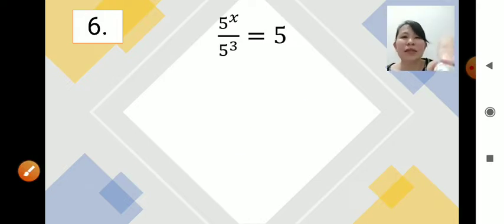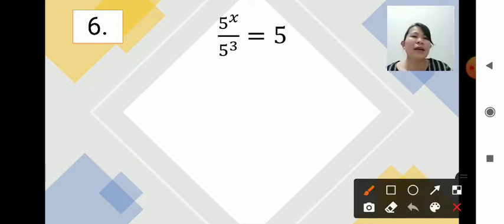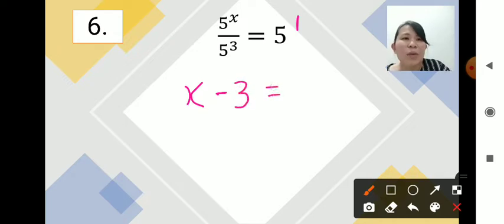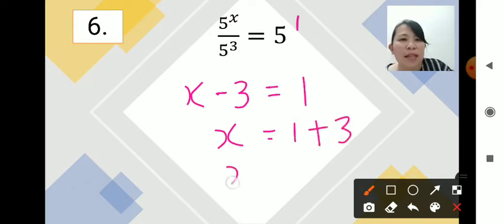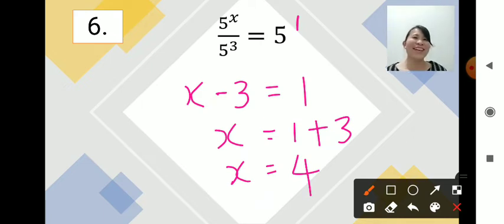And number 6. Okay, it is still the same. Power 1 here. So this is a division. So we can say x minus 3 is equal to 1. So x will be equal to 1 plus 3. So x is 4. Okay, so far so good. We continue. These are basic questions you must master.